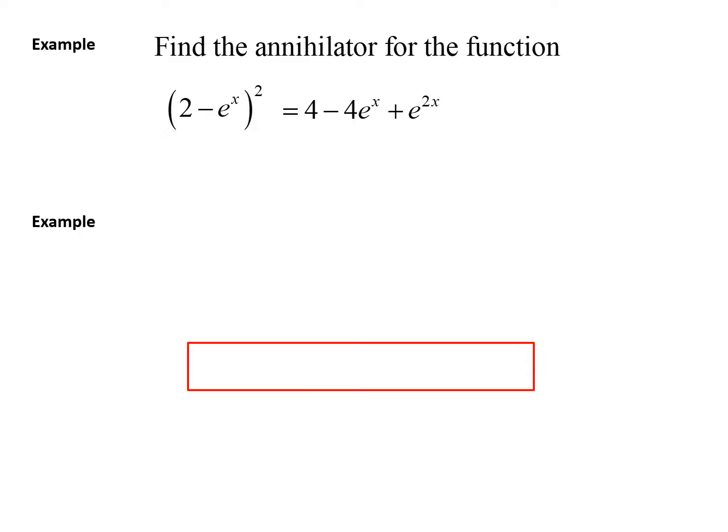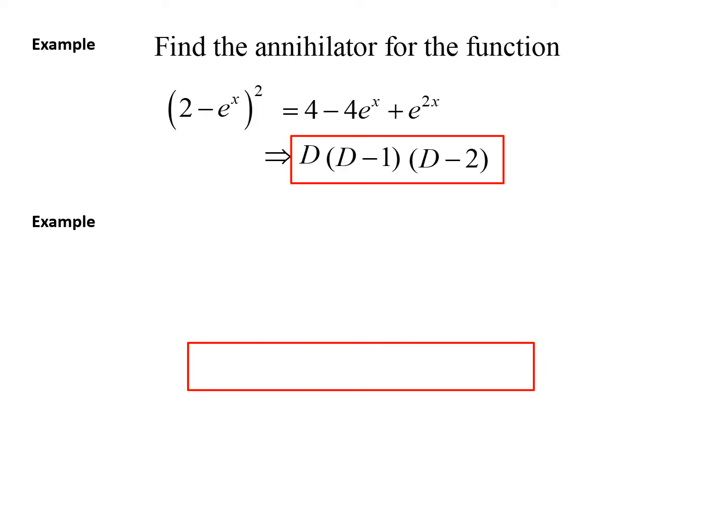So 4 is a polynomial of degree 0. So the annihilator would be d raised to the 0 plus 1, or just d. Negative 4e to the x, our alpha is equal to 1, so we get d minus 1. And then e to the 2x, our alpha is equal to 2, so we get d minus 2. So when we multiply those three terms together, that's going to be the annihilator for this function.